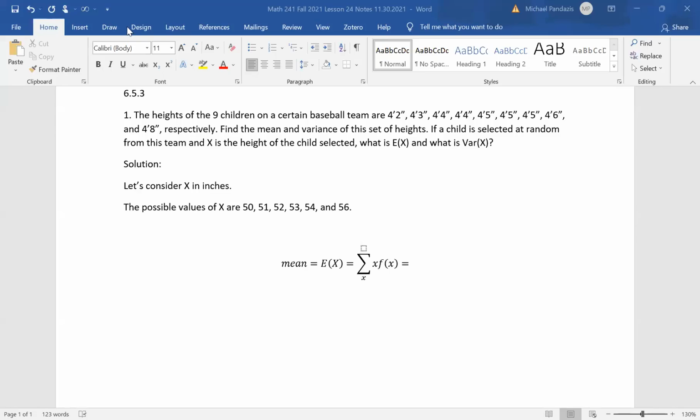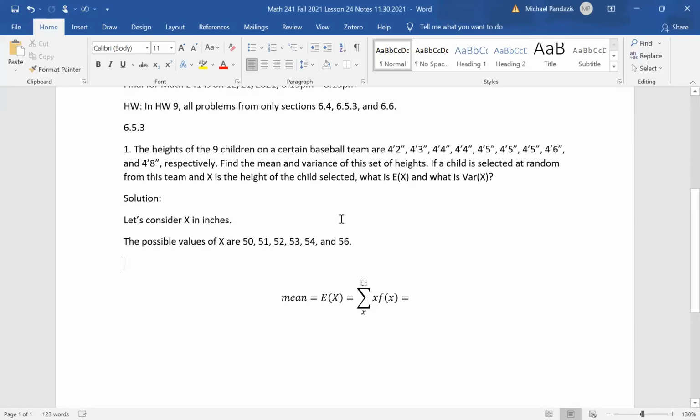I'm now recording. Okay, so we're going over homework problems. We're going over 6.5.3, number 1. This is the problem. X is in inches. These are the possible values of X, and we're finding the mean here.